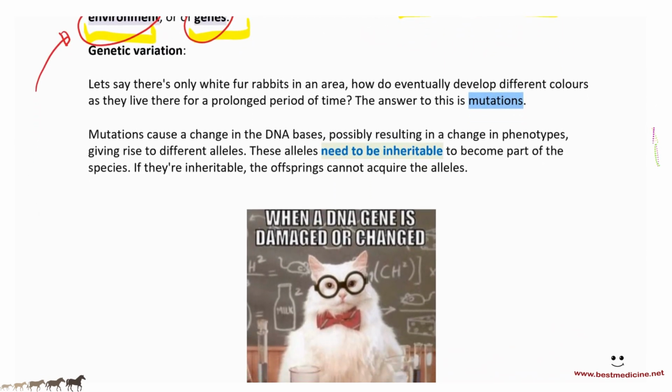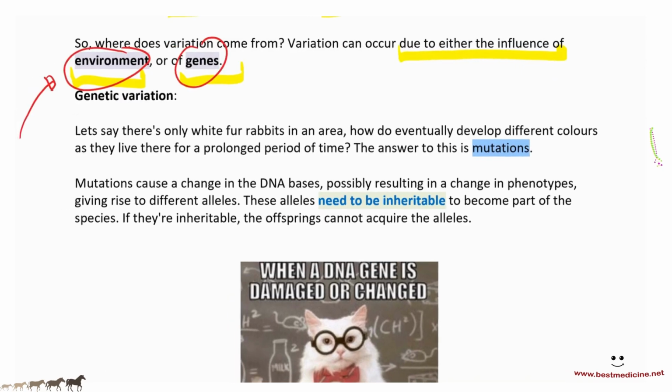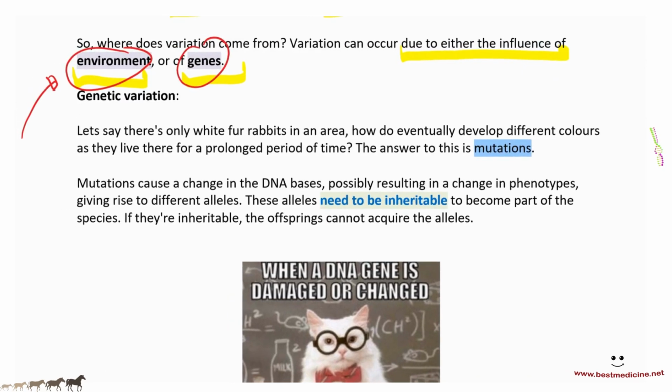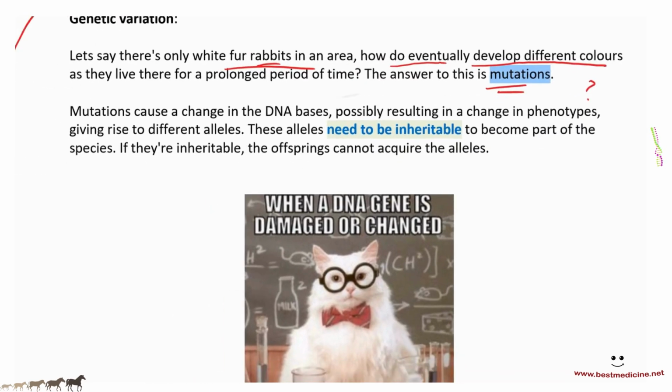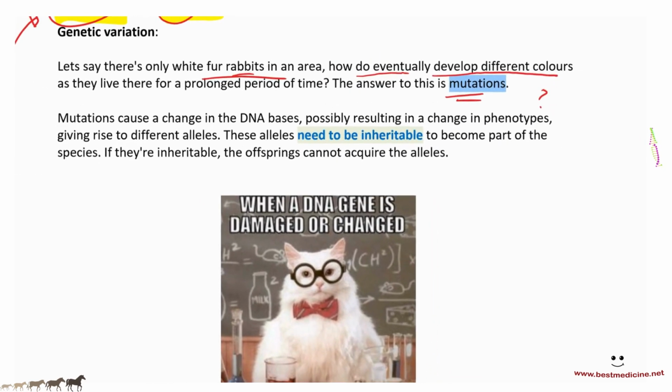So, genetic variation. Let's say there's only white fur rabbits in an area, right? How do these white fur rabbits eventually develop different colors? That's a good question, right? The answer to this is mutations. Now, we've already done this, and because you've been following this particular series for a very long time now, you have a good idea of everything that's going to be discussed today, hopefully. So, mutations cause a change in DNA bases, possibly resulting in a change in phenotypes. And when we have a change in phenotypes, that gives rise to different alleles.